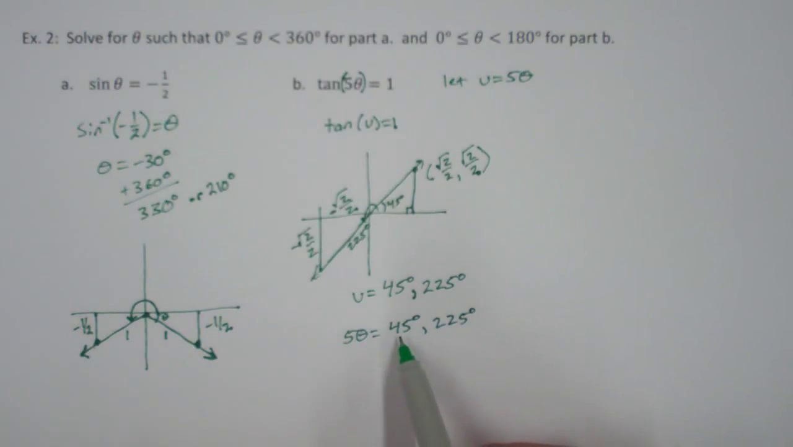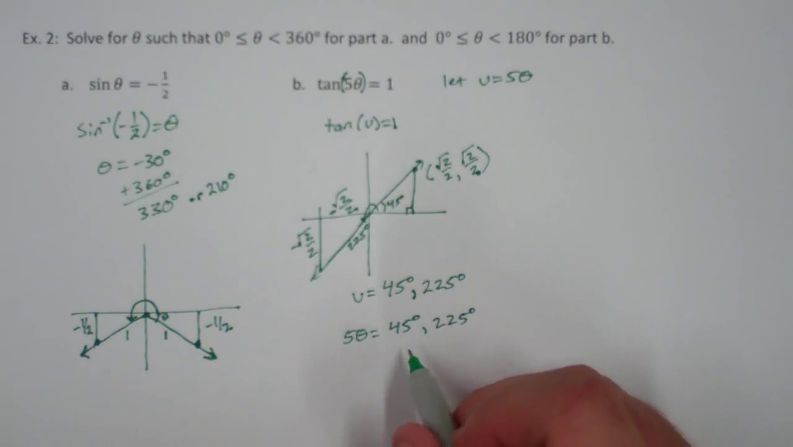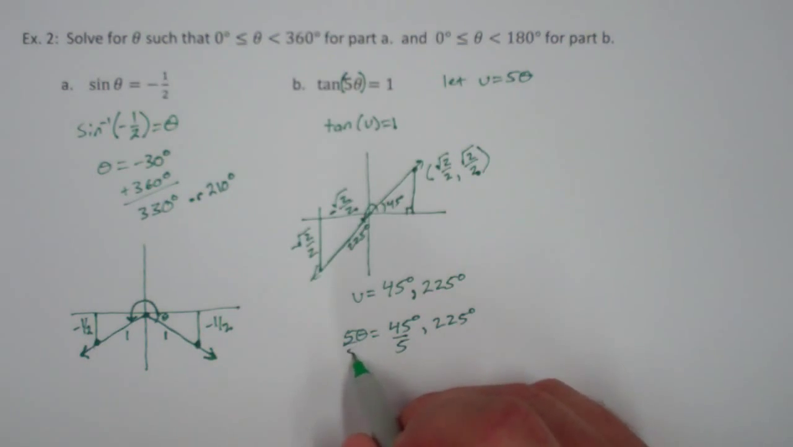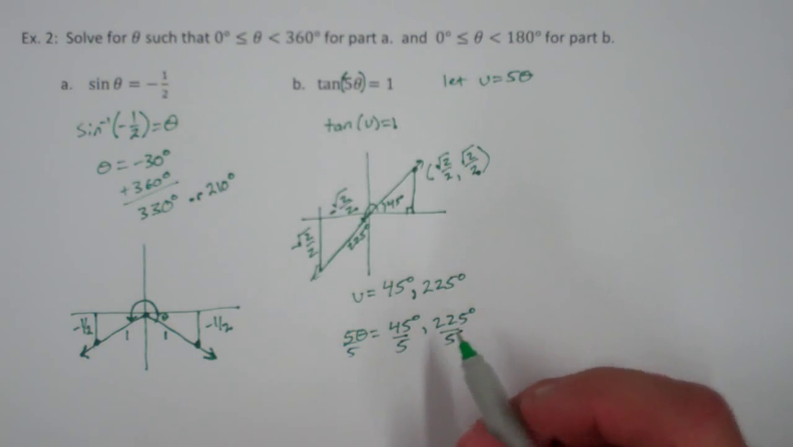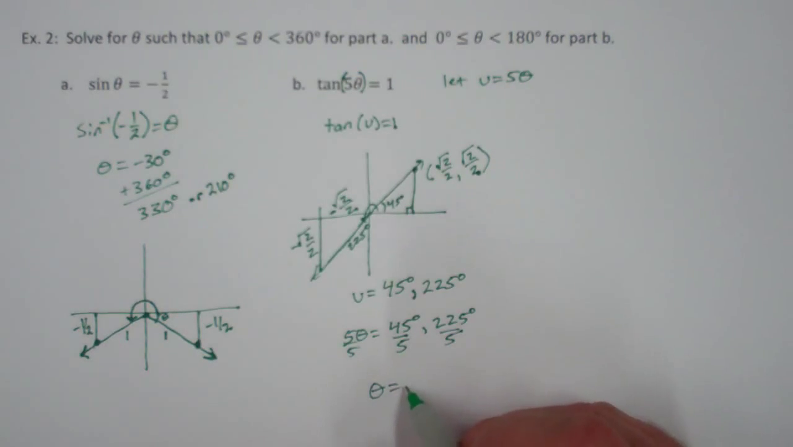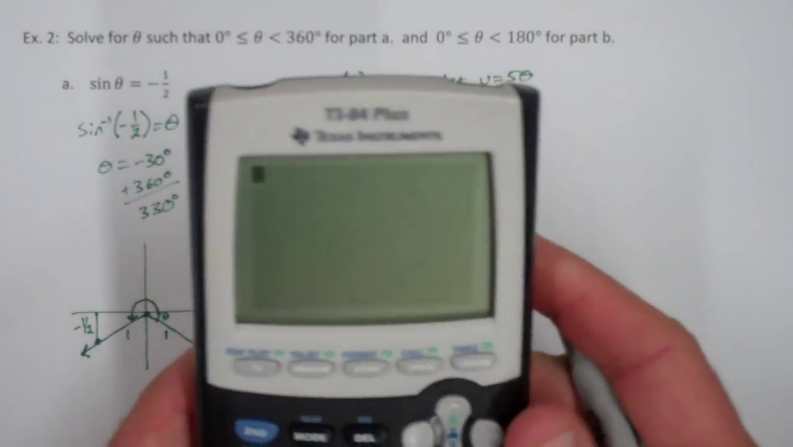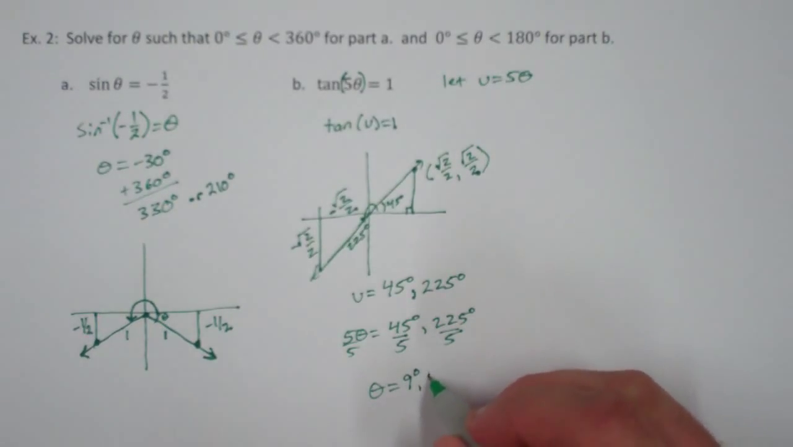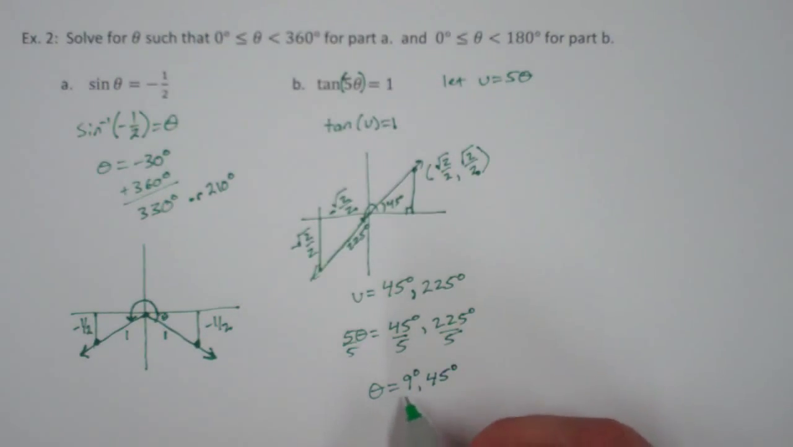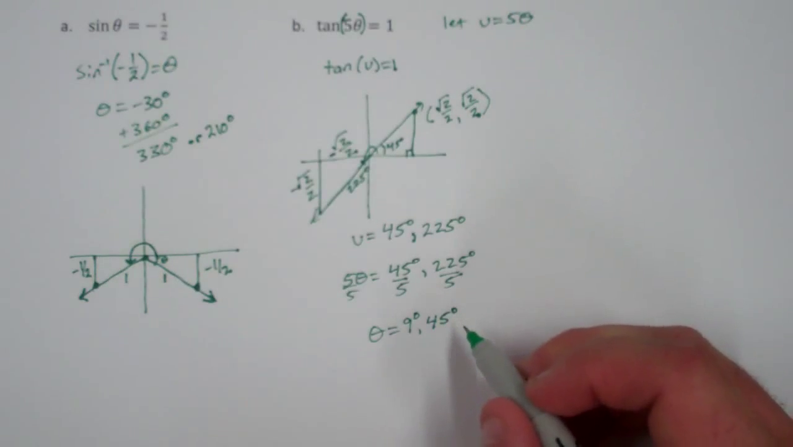To solve for theta, we're just going to take all these values and divide them by 5. So 45 divided by 5, that's 9. So theta would be 9 degrees. So you can see we're getting some smaller values here. 225 divided by 5, that's 45. So we've got 45 degrees. And these numbers are fairly close to 0. They're definitely between 0 and 90. And we need to solve for 0 to 180 here. Hopefully you can see it a little better.